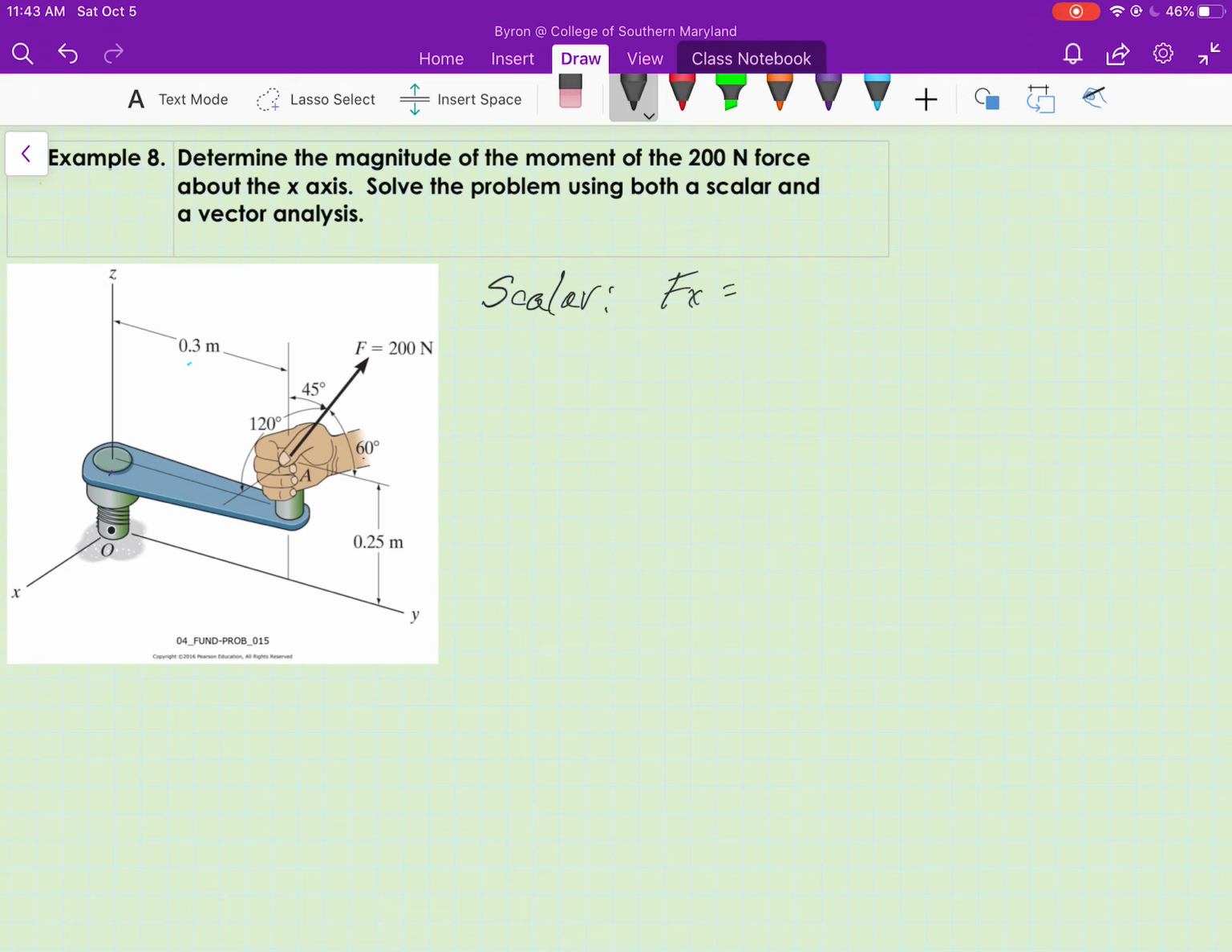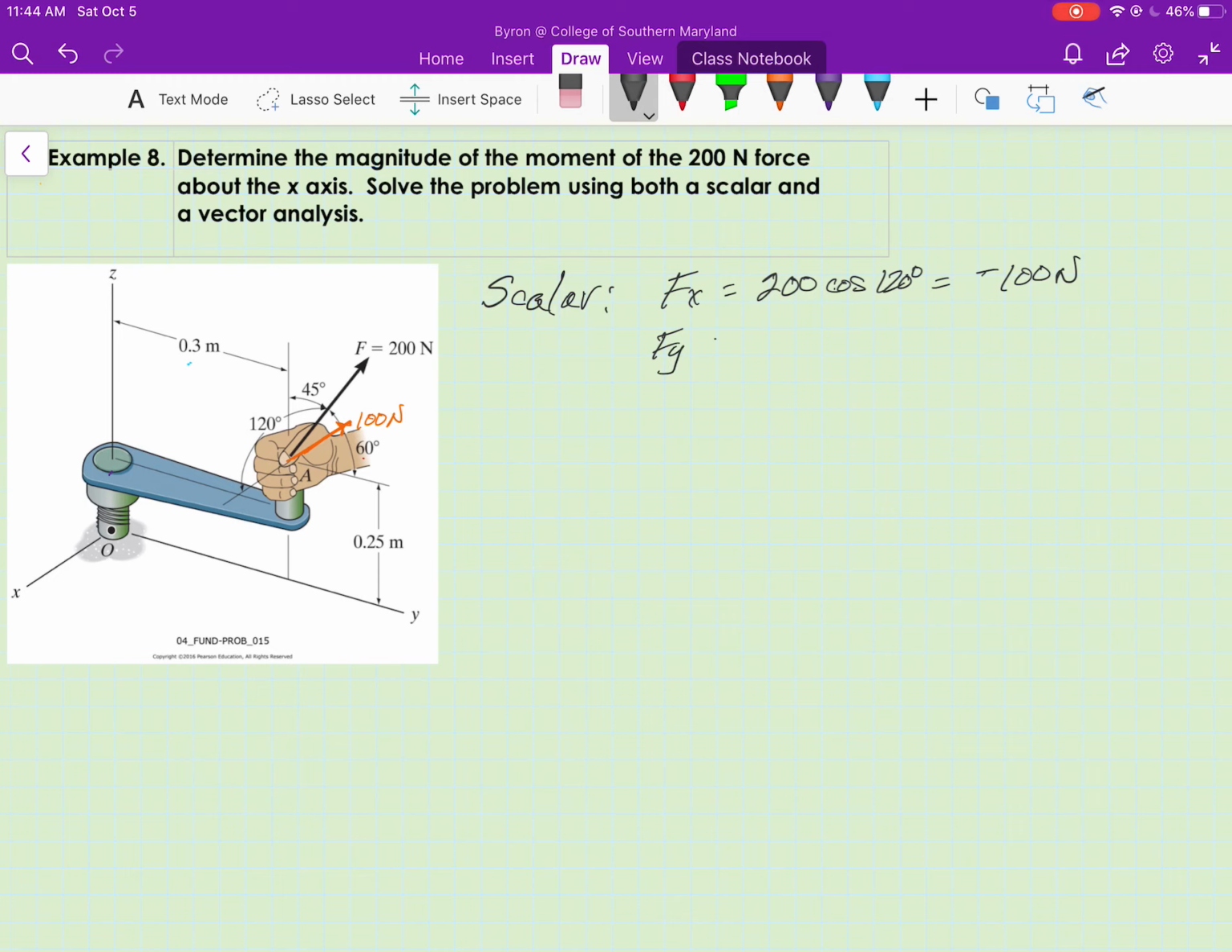So the x component is going to equal 200 times the cosine of the x-coordinate direction angle, which is going to give me minus 100 newtons. And that means that we have the x component acting along the negative x-axis with a magnitude of 100 newtons.